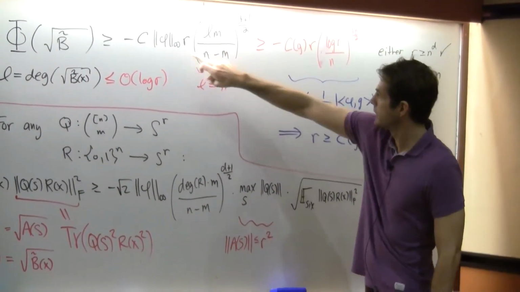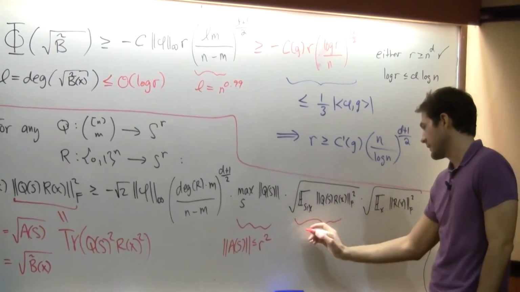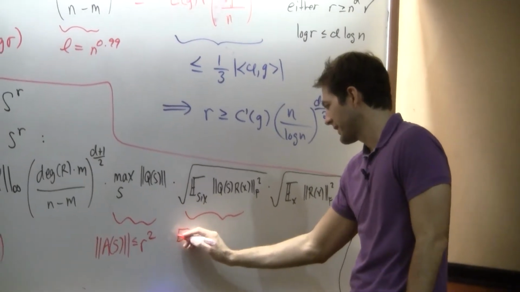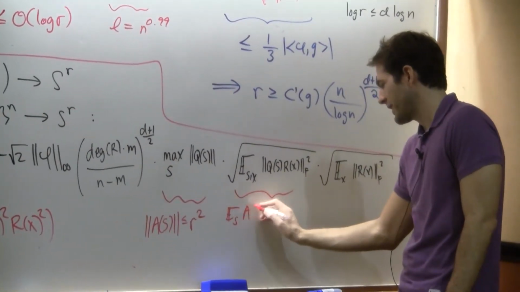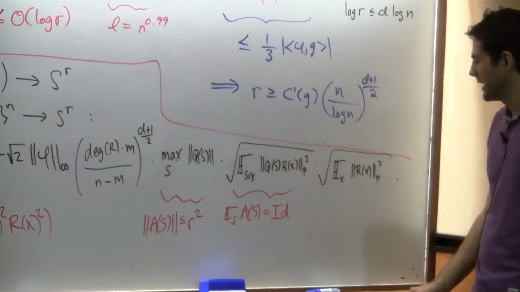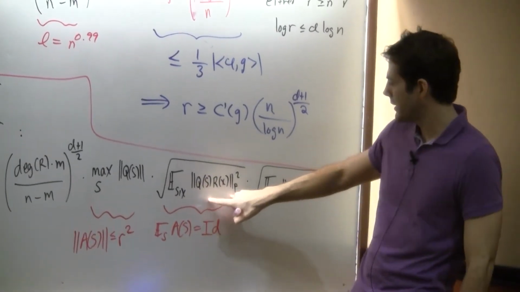Okay, so we see this term. Now you use the other thing that came from the scaling, which is that the expectation of As is the identity, and then if you look at what you get here, you get.